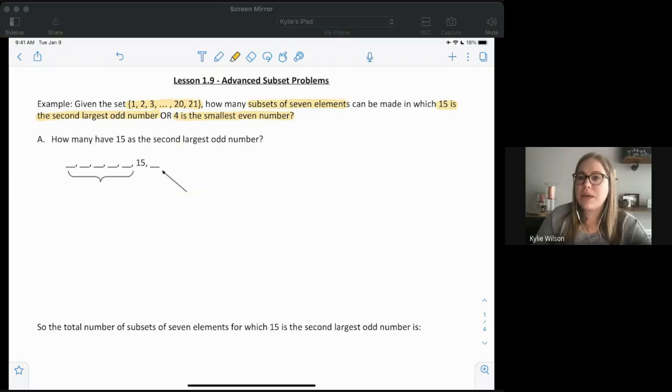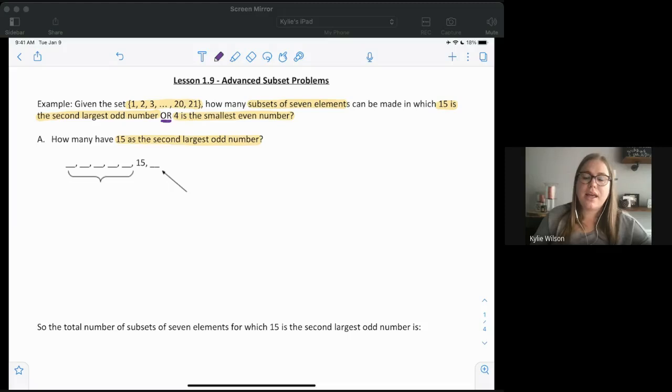So we have a lot going on here, and we just want to break it down. So we're going to look at 2 cases. The reason why we're going to look at 2 cases is because of this word "or" here. We want to look at the situation where 15 is the second largest odd number, or 4 is the smallest even number. So that's what we'll be looking at here. Let's start by looking at case A, where 15 is the second largest odd number.